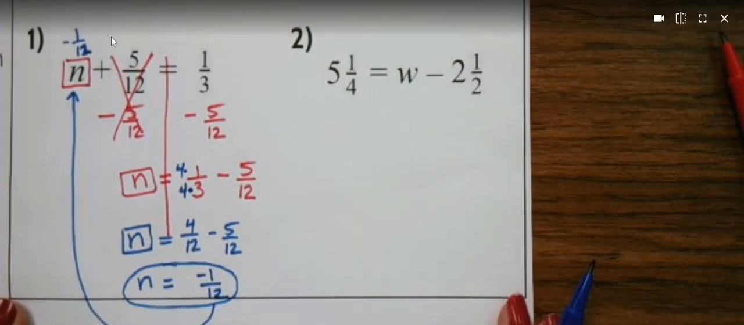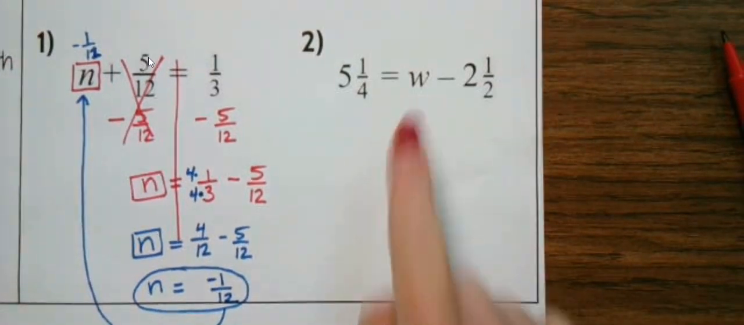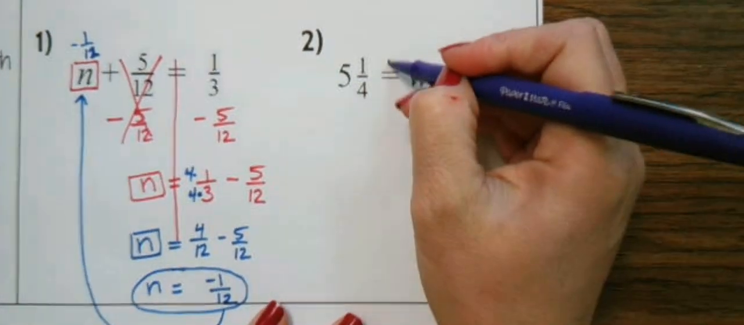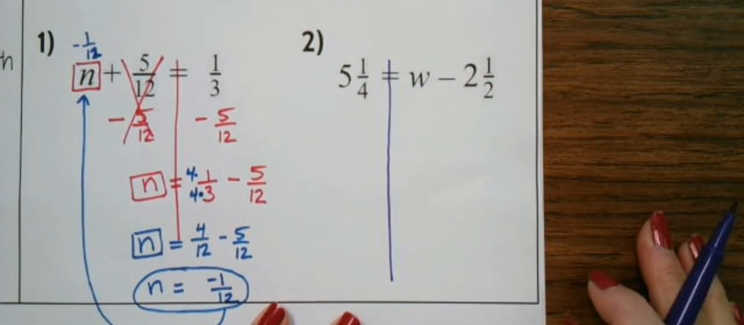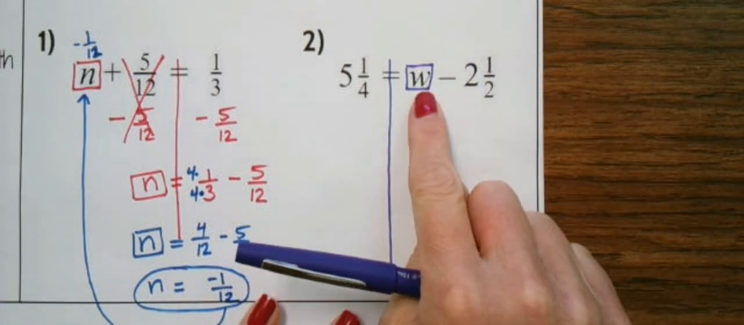Let's go ahead to number 2. On number 2, we have a mystery w that we're trying to solve for. Okay, so you go ahead and copy the equation. I'm going to put a line down the equal sign just to organize my work to make it nice and straight. I'm going to box up the w. The goal is to get the w by itself.